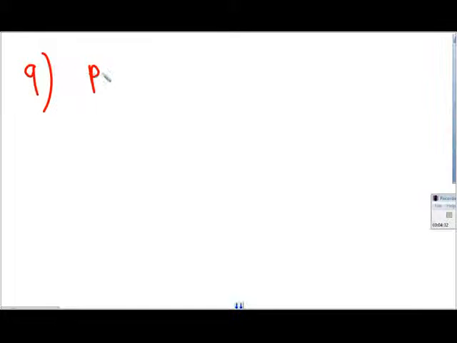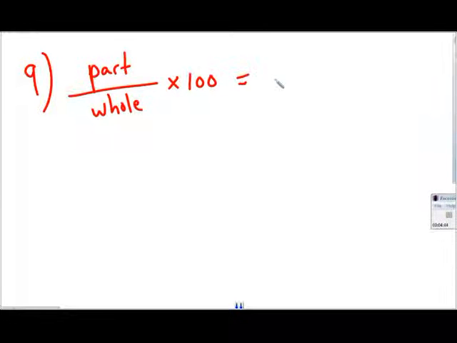So if I want to figure out the percent composition, I need to figure out the part that I'm concerned about, the element that I'm concerned about. I divide it by the whole substance, the whole molar mass, and then I multiply by 100 to figure out what percent that substance makes up of the whole compound.